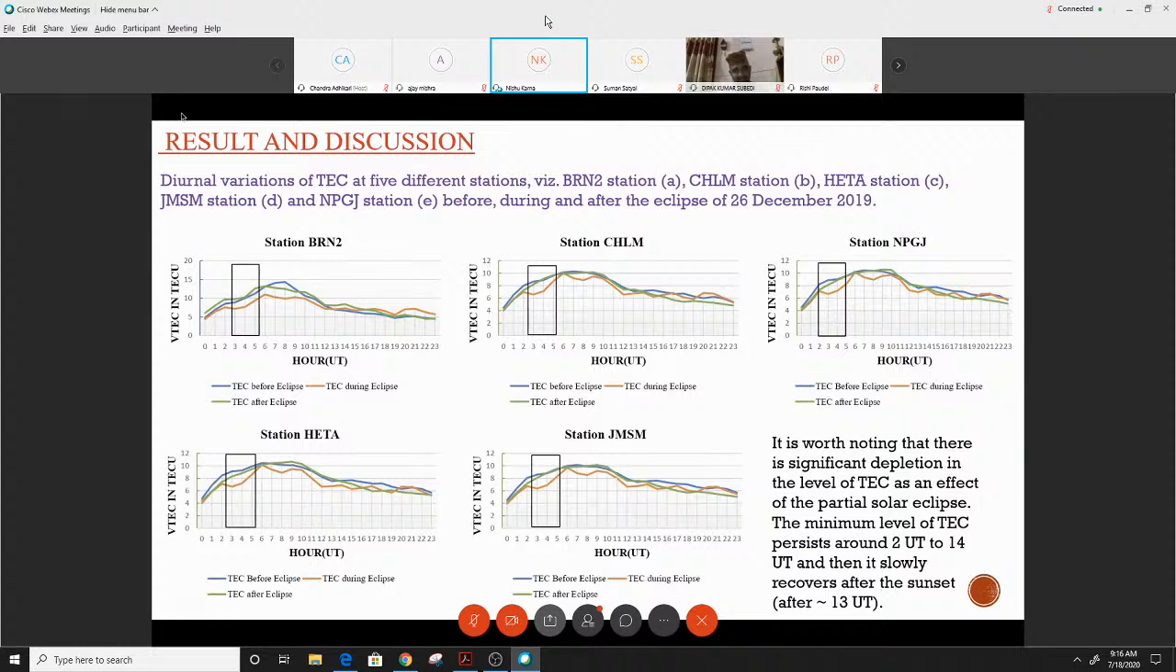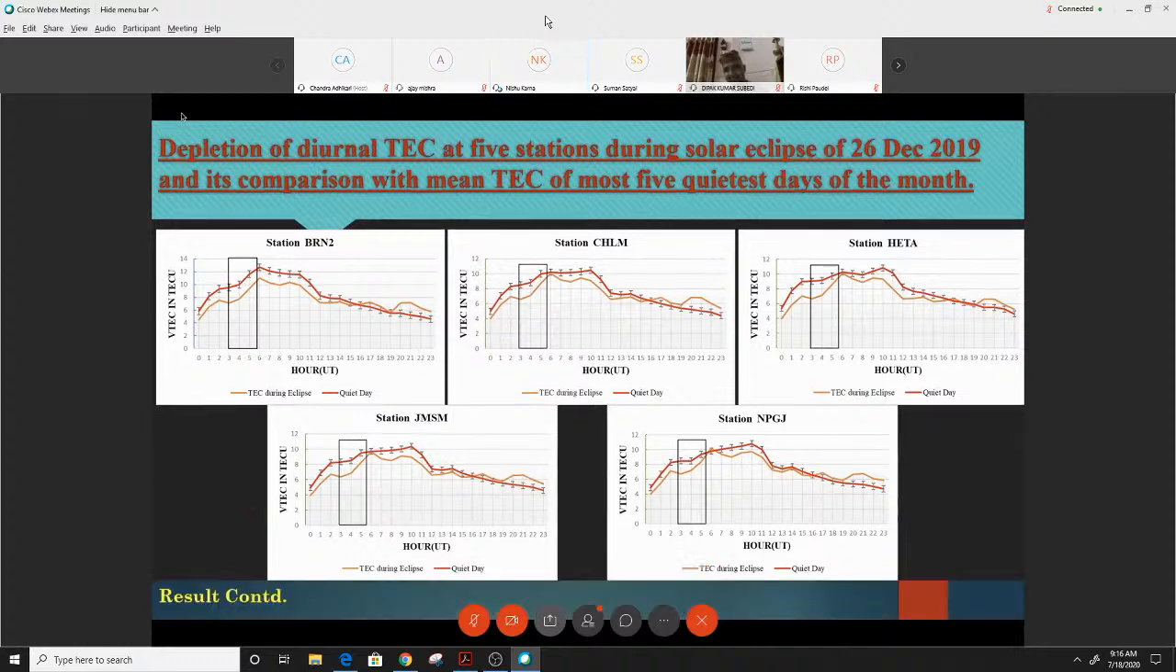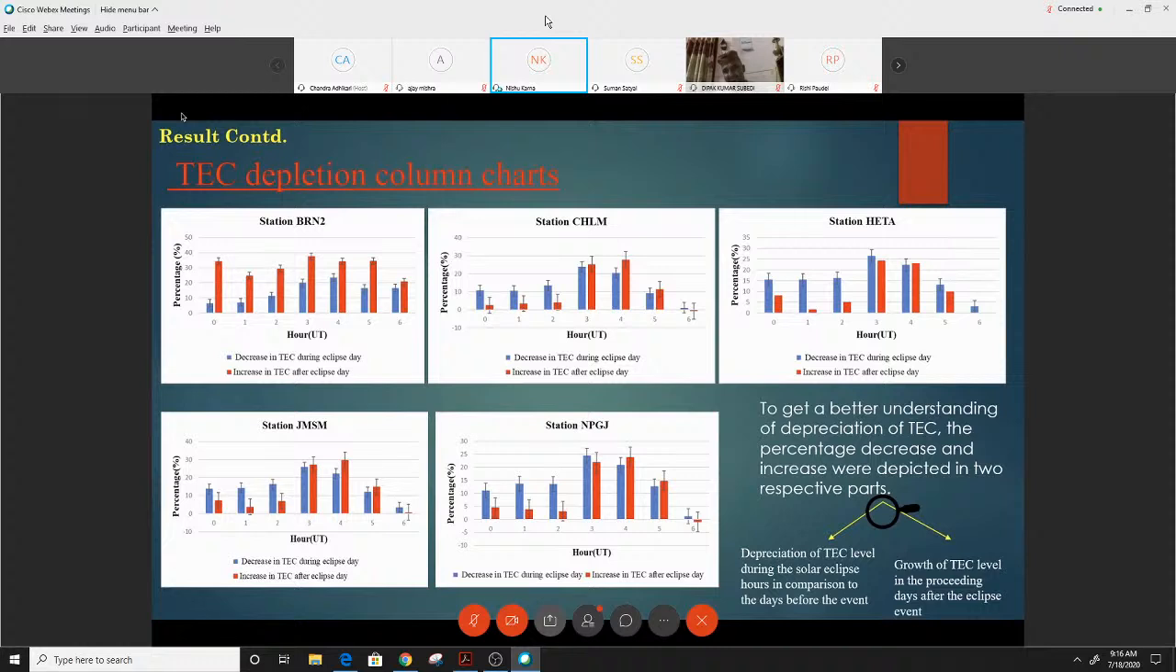We also compared the TEC level during the solar eclipse of 26 December 2019 with the mean TEC of the 5 quietest days of the month provided by WDC Kyoto, and this result also revealed that there is a significant reduction in TEC during the eclipse hour. This can be seen from the diagram, where we can clearly see the reduction as compared to the quiet days. And this result shows the depression of TEC in terms of percentage on the day of the eclipse compared to the pre-event days, along with the increase of TEC after the day of the eclipse, which we call the recovery phase in the post-event days.